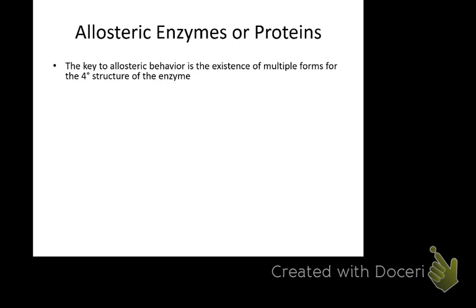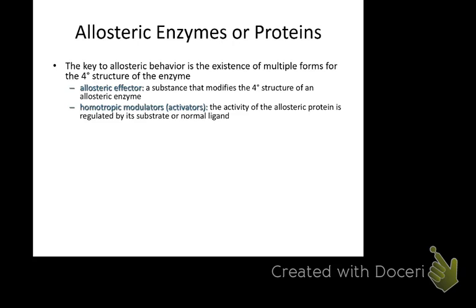Okay, so the allosteric behavior is the existence of multiple forms for that quaternary structure of the enzyme. And so there are a couple of different models that are like the two extremes. One's sequential and one is, oh my lord, I can't think of the name of it right now. It's something versus sequential, I'll come to you in just a moment.